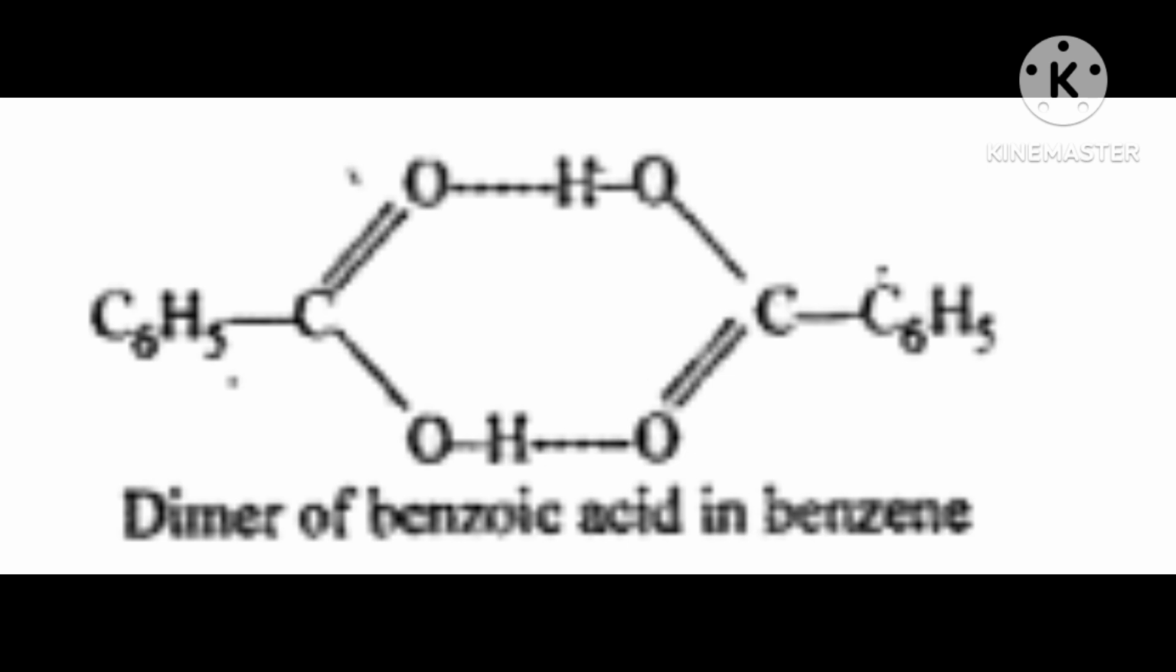Then in a Ka expression, means a product of concentration divided by reactant concentration. That means concentration of acetate ion into hydrogen ion divided by acetic acid. All those values now you are knowing. The n value, that is 0.0106, and the x value you calculated, that is 0.041.